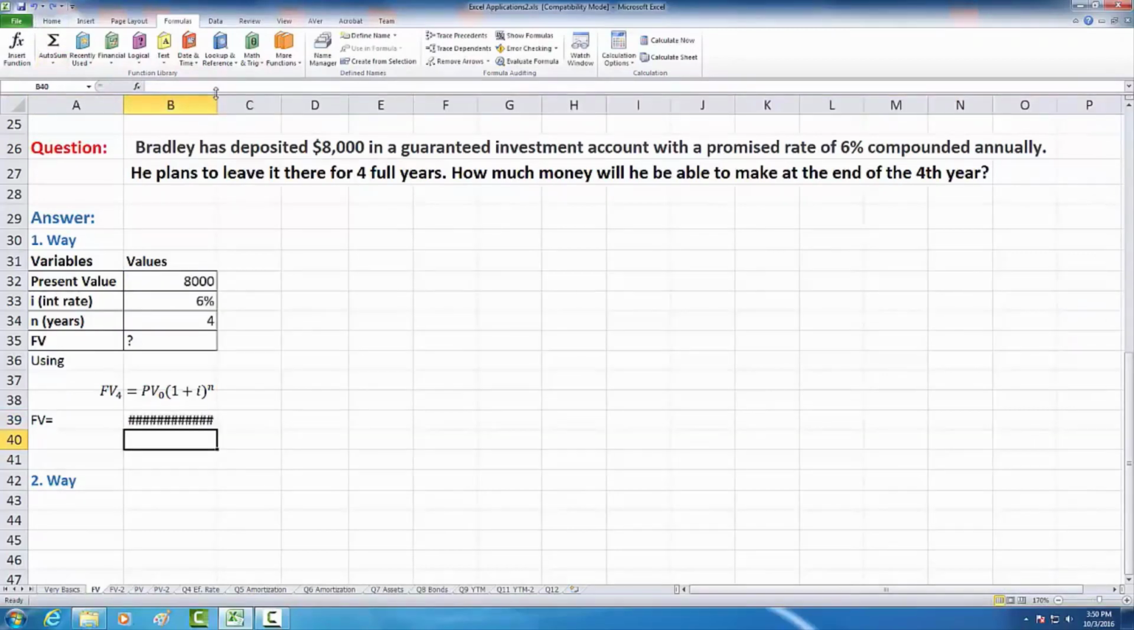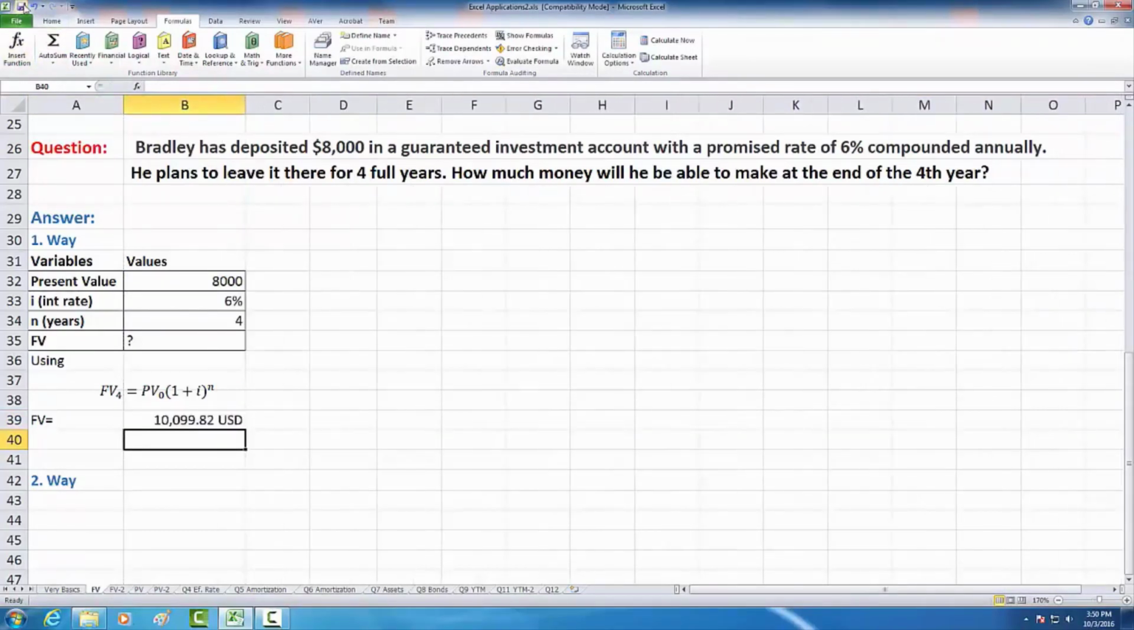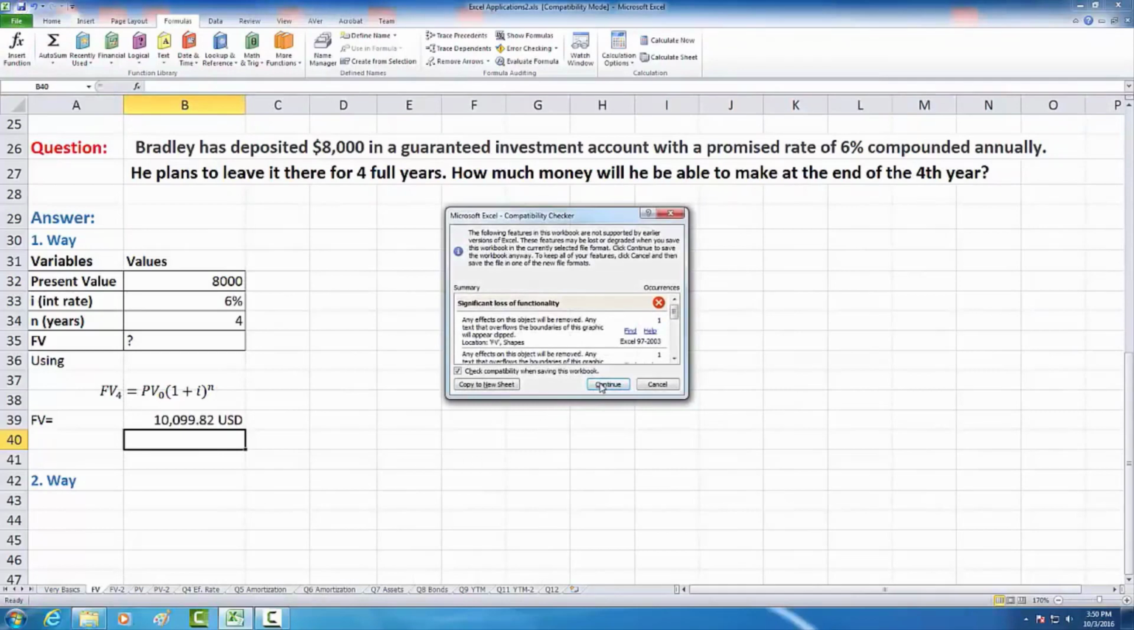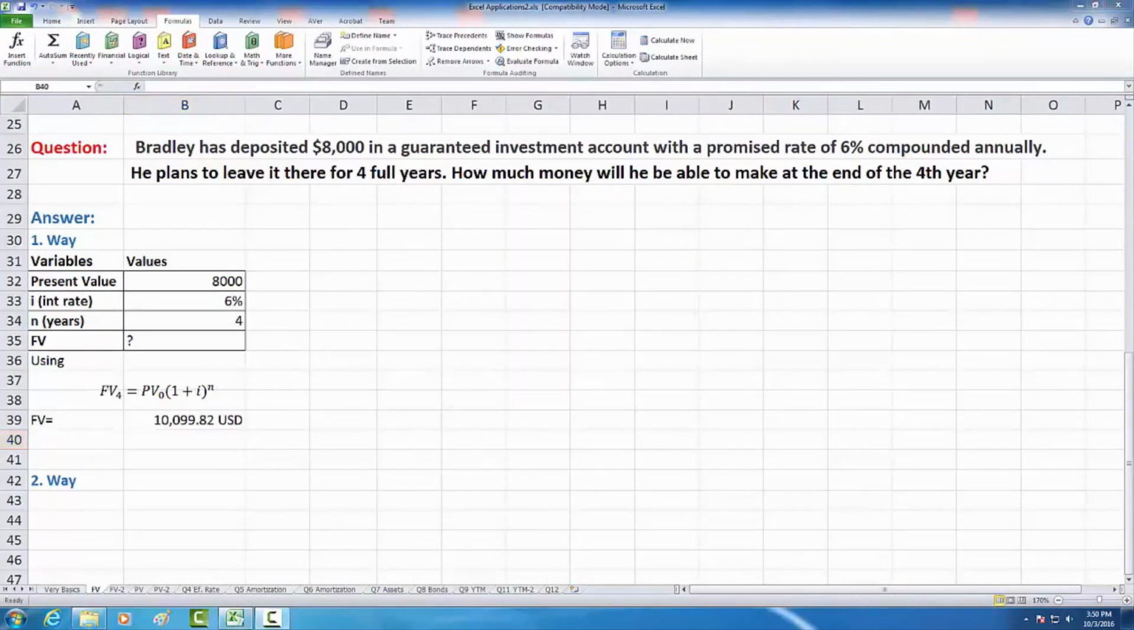Excuse me. I'm just trying to save it. As you may remember, compound interest is the interest that's paid not only on the principal, but also on the interest earned but not withdrawn during earlier periods. In this example, Bradley has deposited $8,000 and he is earning interest not only on the principal, but also on the interest that it earned. So this is an application of compound interest.